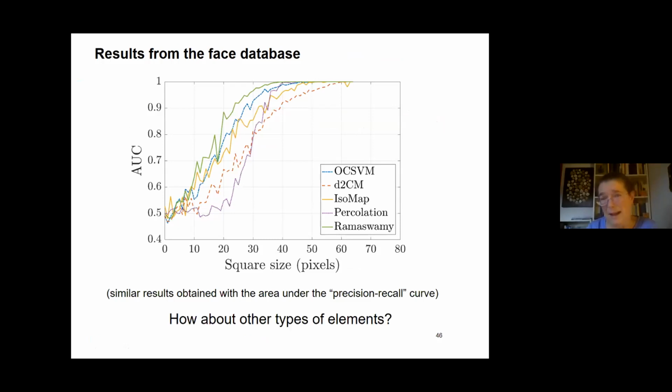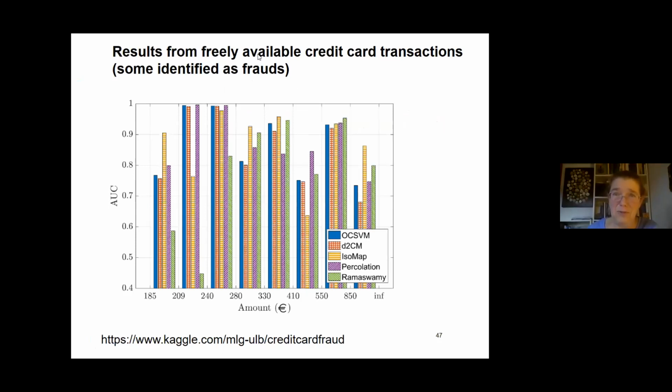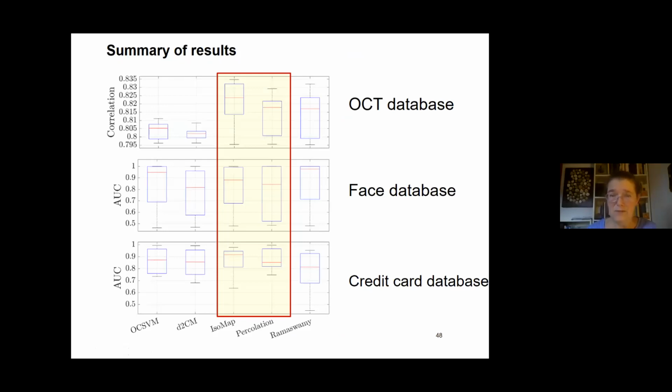And well, we have been able to quantify the performance, and we have also used a freely available credit card transaction database to identify frauds. And basically the algorithm performance is similar compared to the other algorithms that have been used in the literature. So these are the two methods that we have proposed. We have compared with 3 other approaches to outlier detection, and we have used the OCT, the ophthalmic image database. We have used the face database and the credit card transactions, and they work very well. It's a very generic algorithm because it's only based on defining the distance between elements in the database.